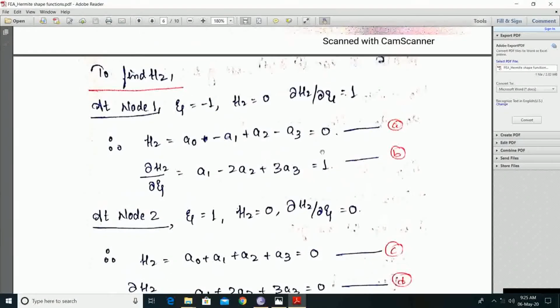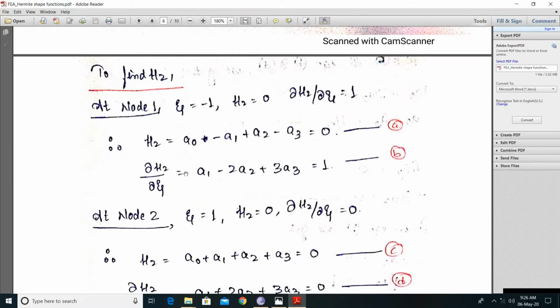To find h2. At node 1, xi equal to minus 1, h2 will be equal to 0, and dou h2 upon dou xi equal to 0. You will be getting similar expressions, but only the position of 1 will go on changing. So when you substitute these values, you will be getting a0 minus a1 plus a2 minus a3 equal to 0. Let me call this equation A.